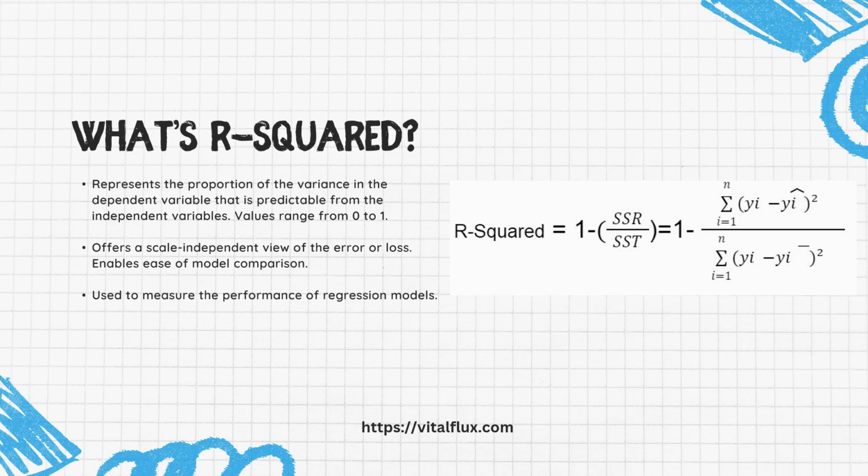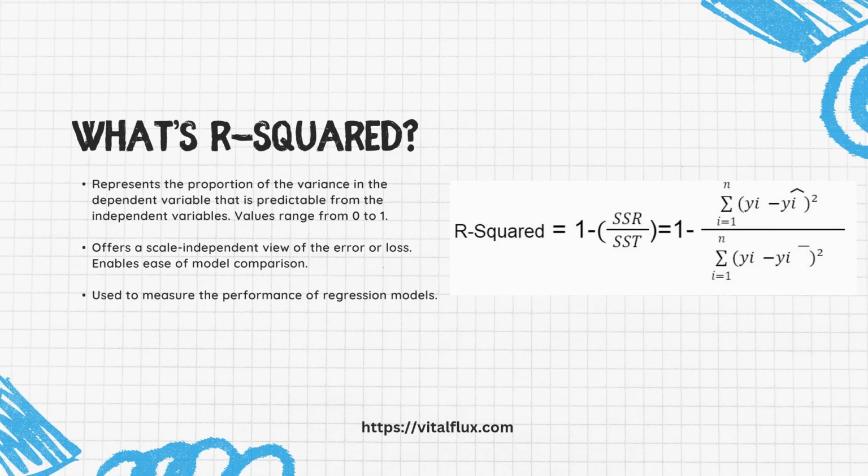R squared is another popular metric for the regression model performance assessment. It can be represented as the proportion of variance in the dependent variable that can be explained by the independent variables based on the predictions. The value of R squared ranges from 0 to 1, with the value closer to 1 representing that the regression model has a good performance.